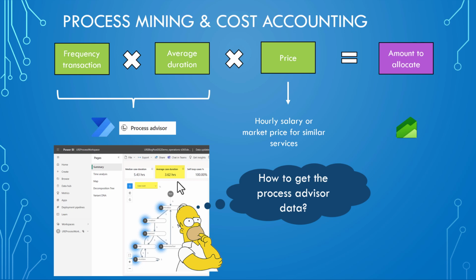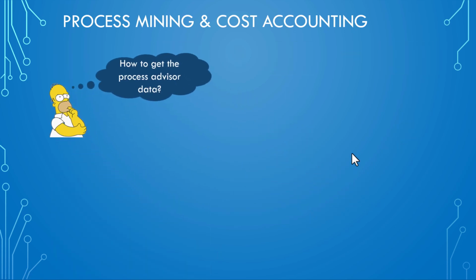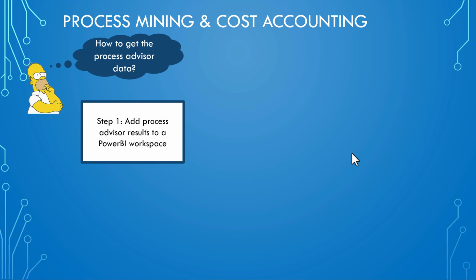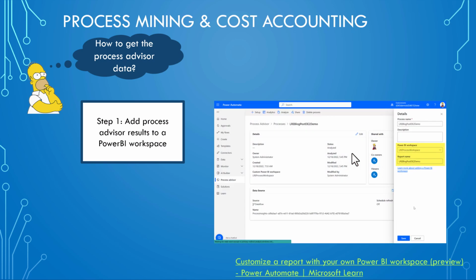But the question is, hey, here we are in Power BI or in Process Advisor. How can we get this data into Finance and Operations to make our cost allocation? And well, the answer is simple. So we start here with the Process Advisor, and then if you click here on Edit, you get the possibility to add these results into a Power BI workspace. If you want to know details, then have a look at this post here from Microsoft Learn. It's pretty easy to realize.